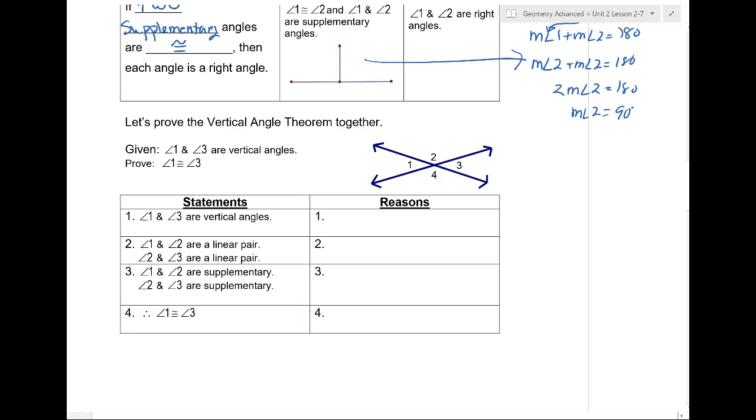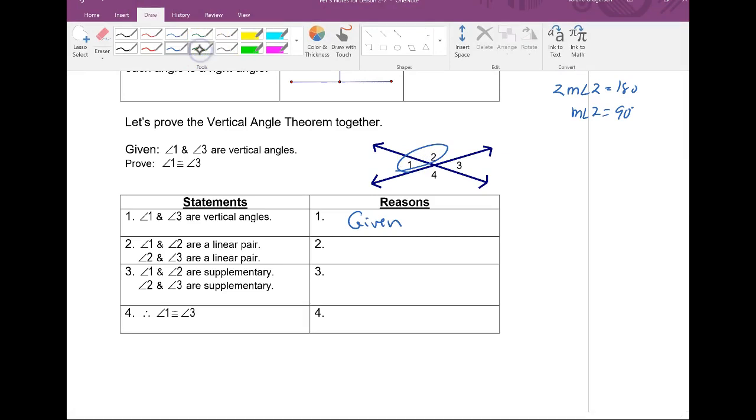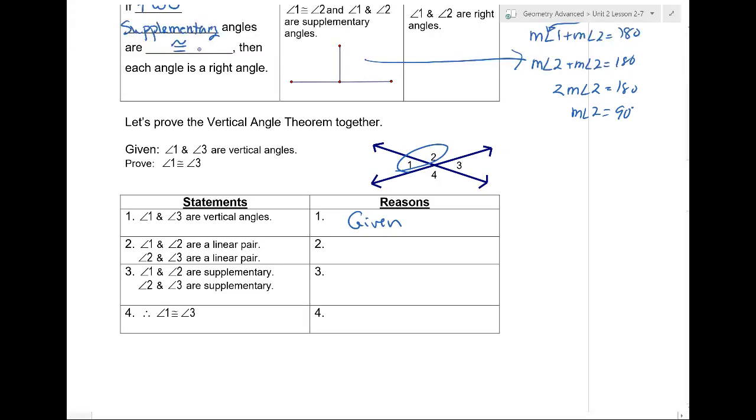Angle 1 and angle 3 are vertical angles. You always start with your given. Now notice I have to go to my diagram for any help. Here we have angle 1 and angle 2 are a linear pair, and then we stated that angle 3 and angle 2 are a linear pair. Do you guys agree that's true? Isn't that basically the definition of a linear pair?